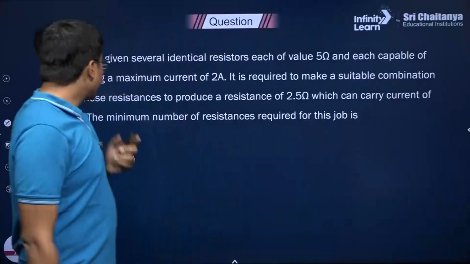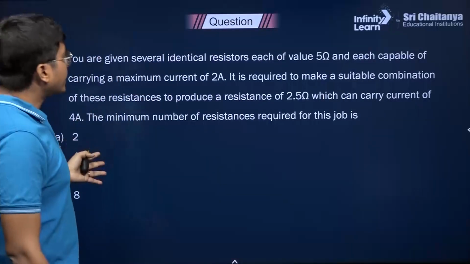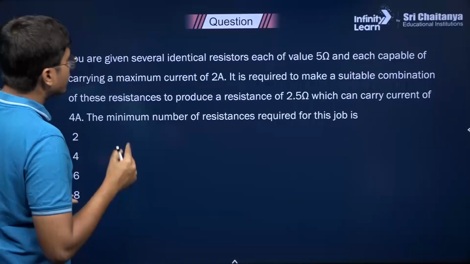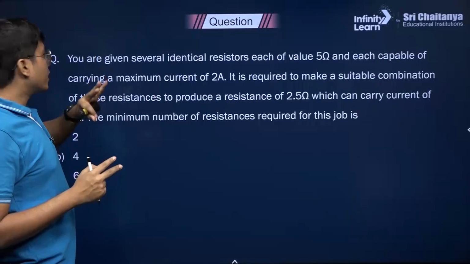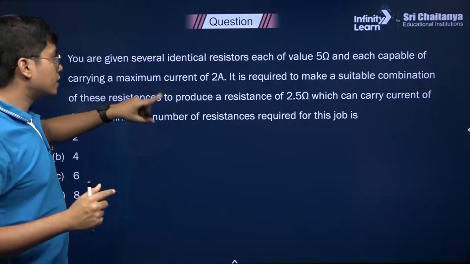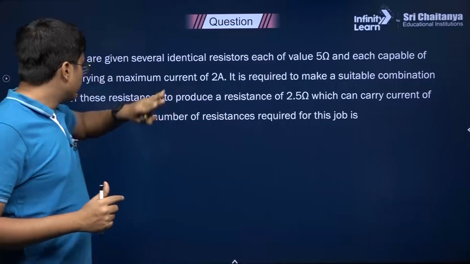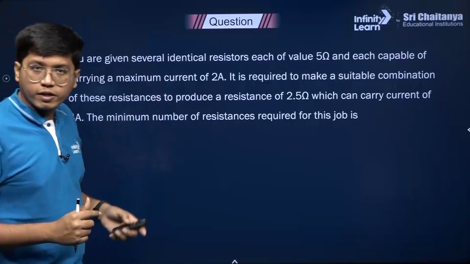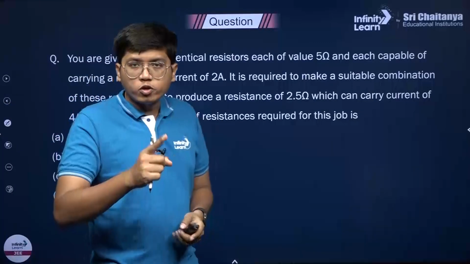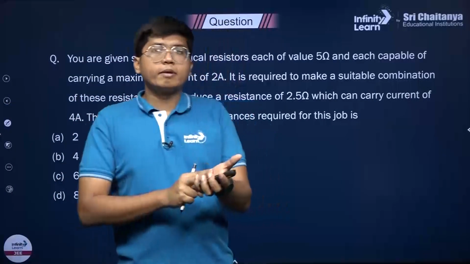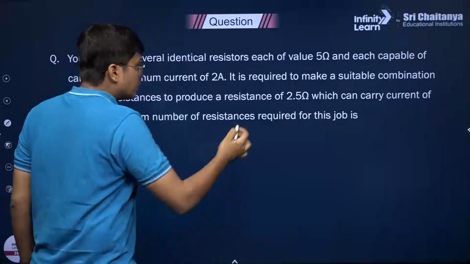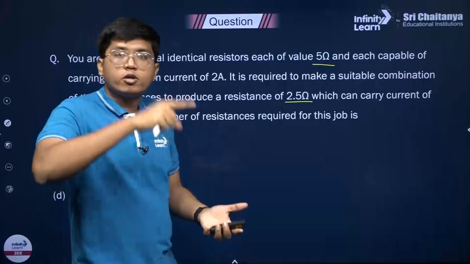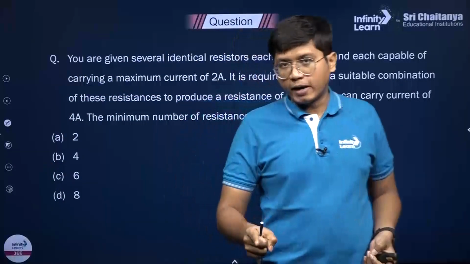Okay, let's move on. We have a few questions here. It says we are given several identical resistors, each of value 5 ohms and each capable of carrying a current of 2 amperes. We need to make a combination of these resistances to produce a resistance of 2.5 ohms which can carry a current of 4 amperes. The minimum number of resistances required over here. So first up, what do you know? Do you connect them in series or in parallel? Since the equivalent is less than the original resistances, you can be sure that the resistances have to be connected in parallel.